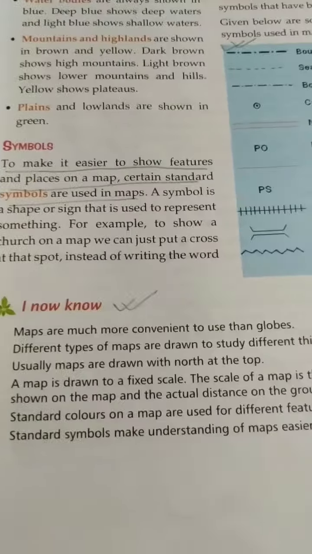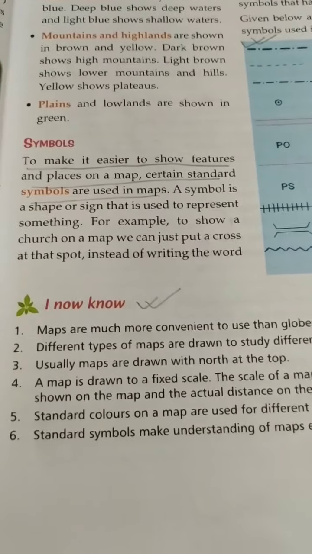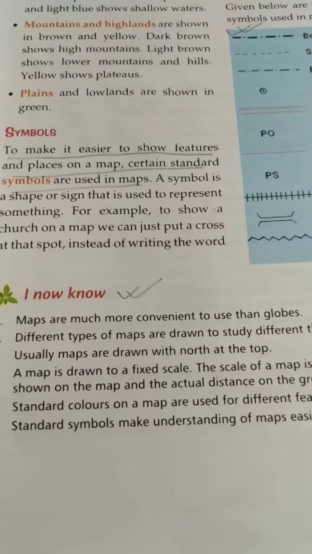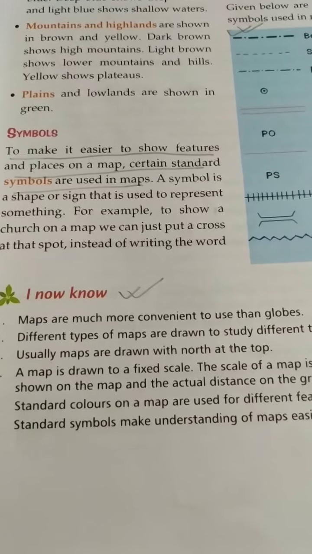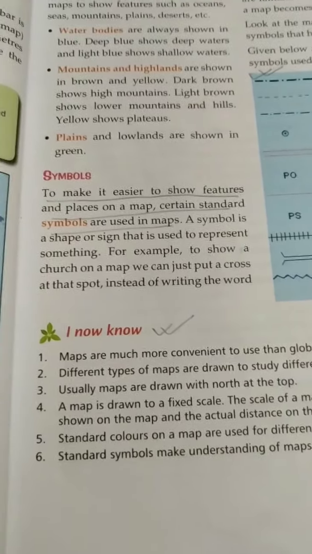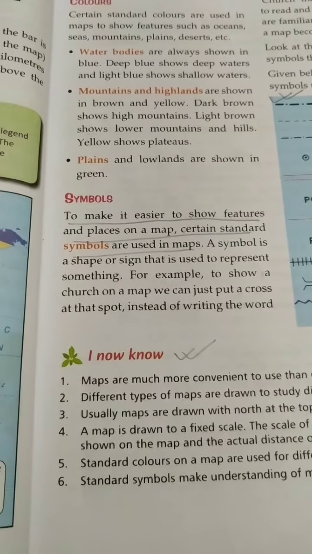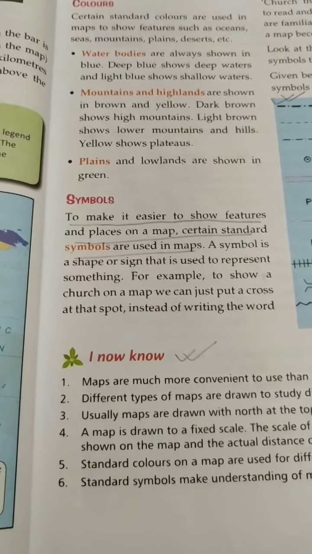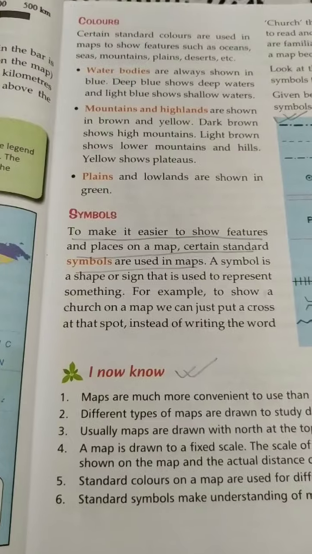Underline some important words. There are 6 sentences given. So underline the important words and read. And in lesson 2 also, you underline the red words in the sentences given.